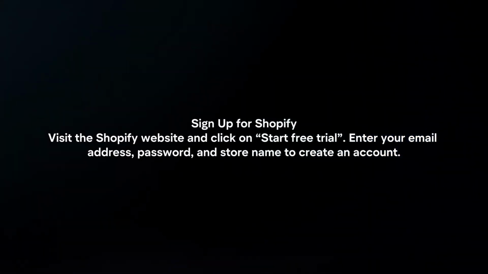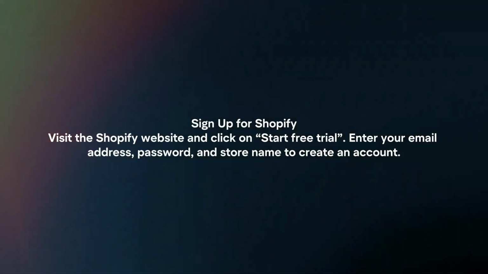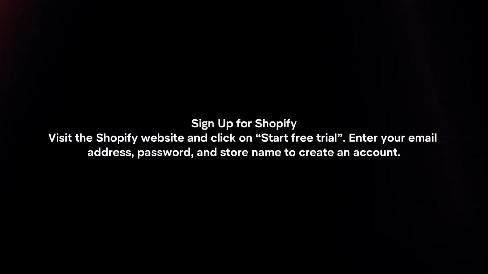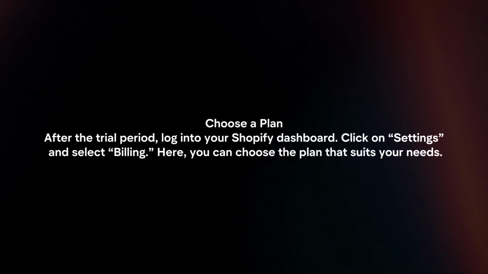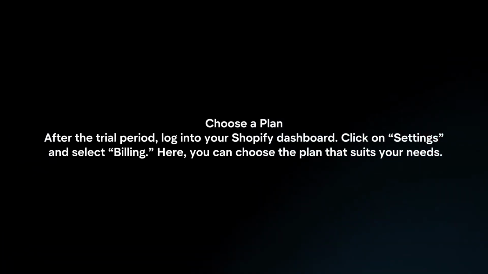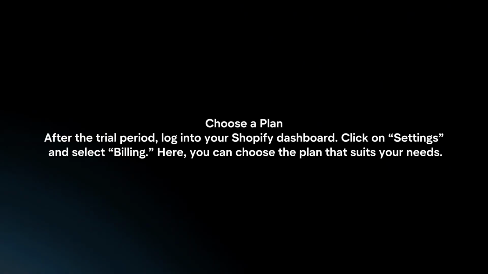Sign up for Shopify. Visit the Shopify website and click on Start Free Trial. Enter your email address, password, and store name to create an account. Choose a plan. After the trial period, log into your Shopify dashboard. Click on Settings and select Billing. Here, you can choose a plan that suits your needs.